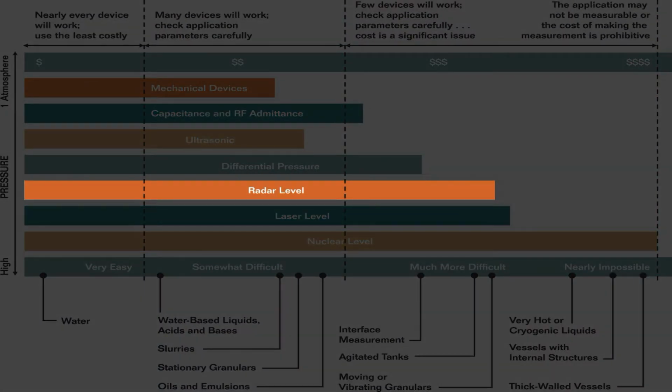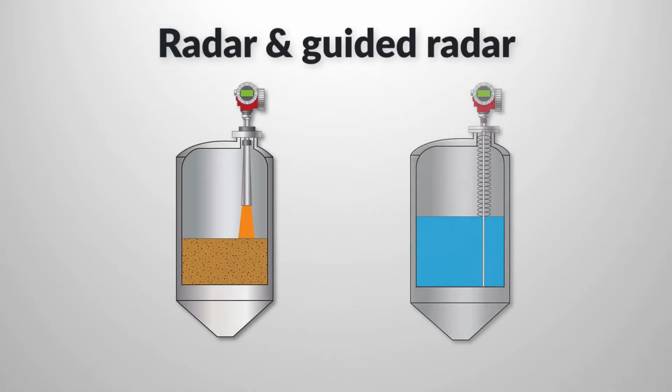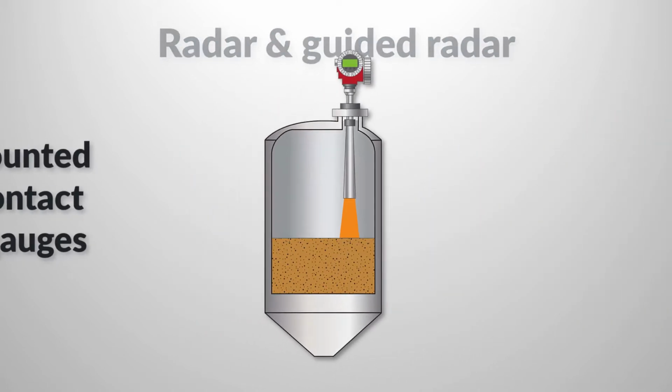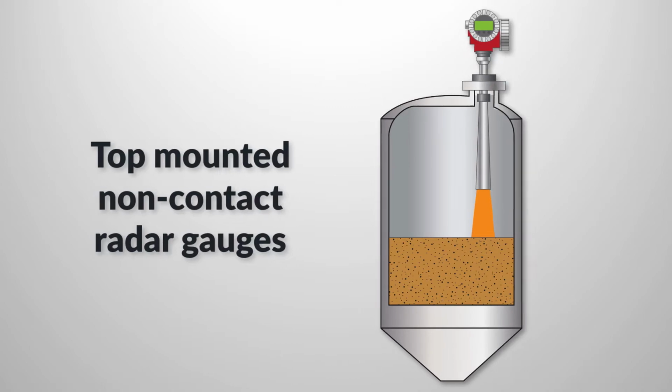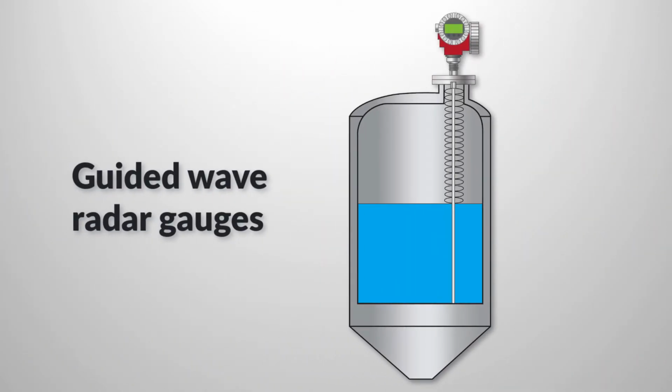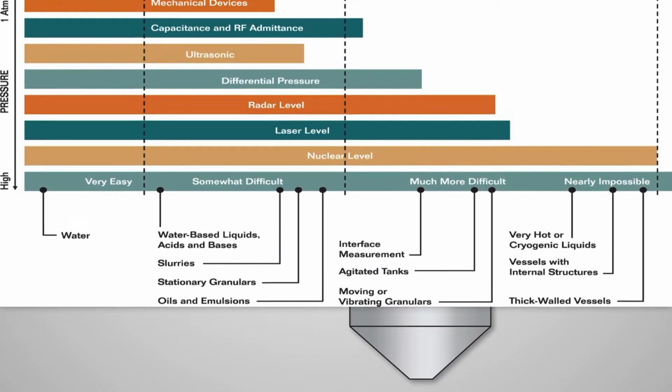Radar gauges are among the most versatile at a price. Radar gauges come in two variations. Top-mounted non-contact radar gauges use an open beam reflected radar signal to determine liquid level. Guided wave radar devices are similar, but the radar signal follows a waveguide down to the material where the surface partly reflects the signal and allows level calculation.